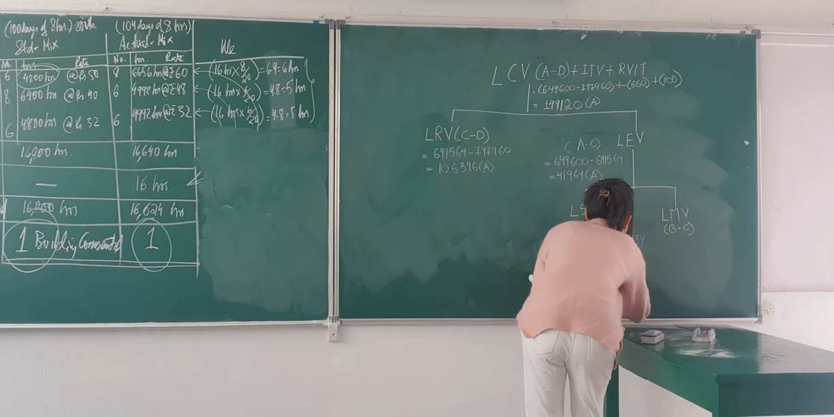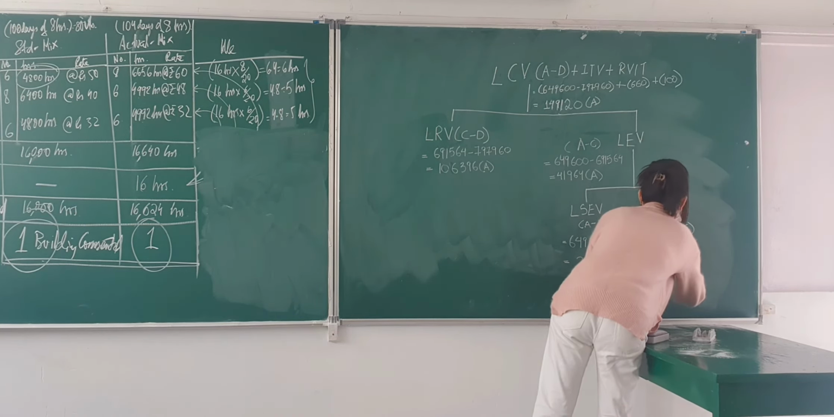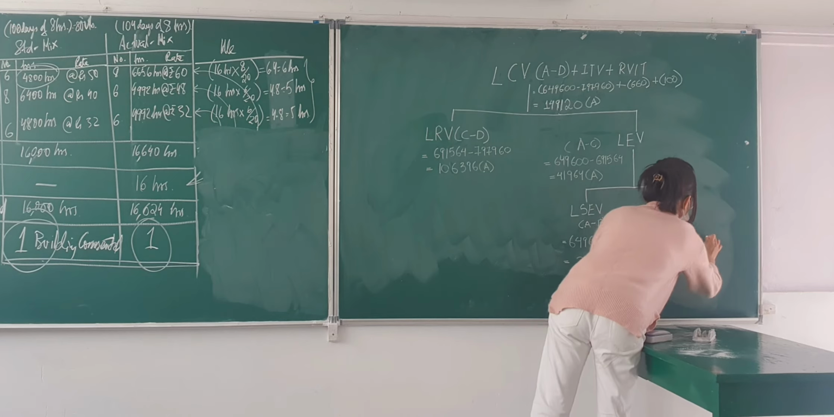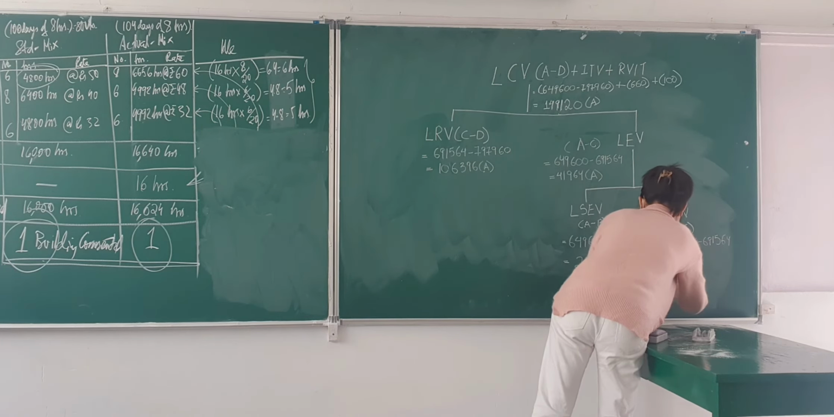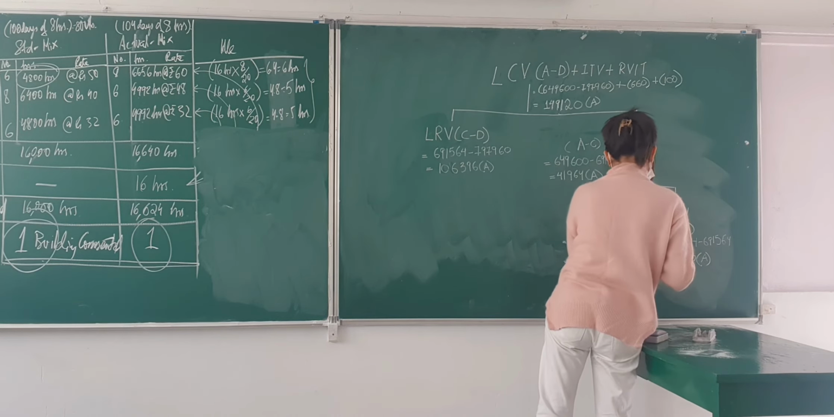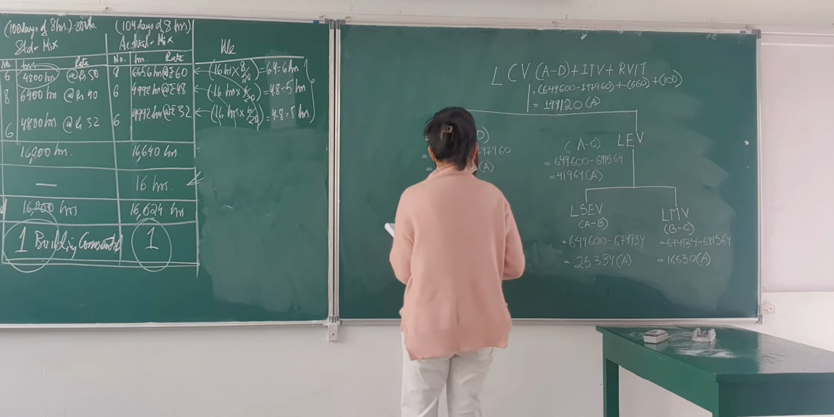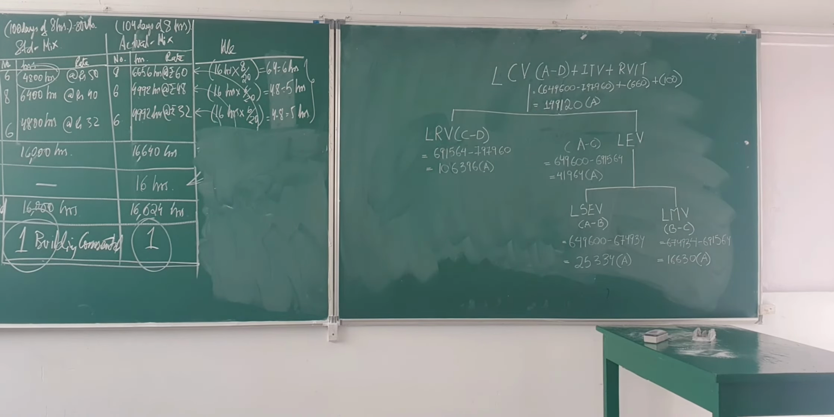Then the second one is labor efficiency variance. E stands for efficiency. How do you calculate? A minus C. The values of A and C are already calculated, and after subtraction you got 41,964 adverse. Under this labor efficiency variance, you have two types of variances: labor sub-efficiency variance and labor mix variance. Labor sub-efficiency variance is calculated using A minus B, and labor mix variance using B minus C. You have to remember these initials.